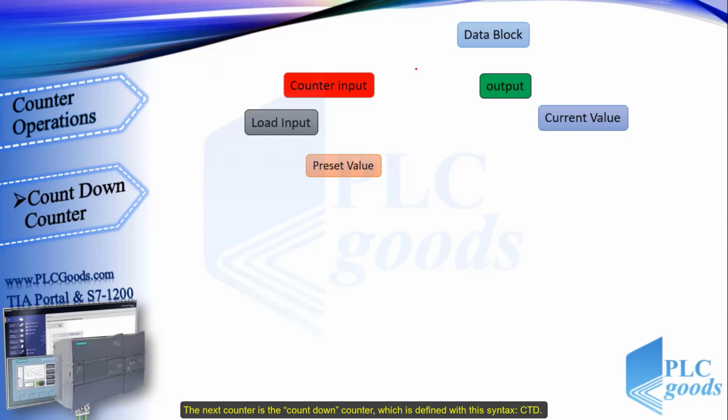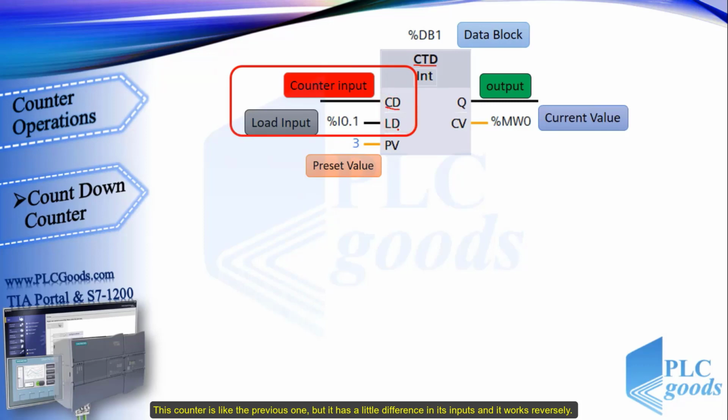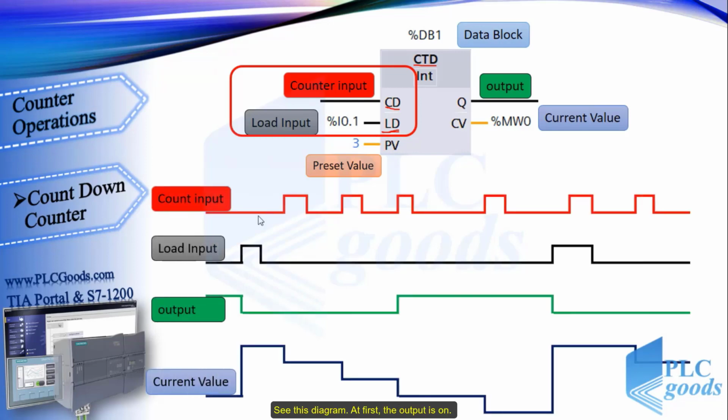The next counter is the countdown counter, which is defined with this syntax, CTD. This counter is like the previous one, but it has a little difference in its inputs and it works in reverse. It counts down from a preset value to 0. See this diagram. At first, the output is on. This counter has a load input instead of a reset.